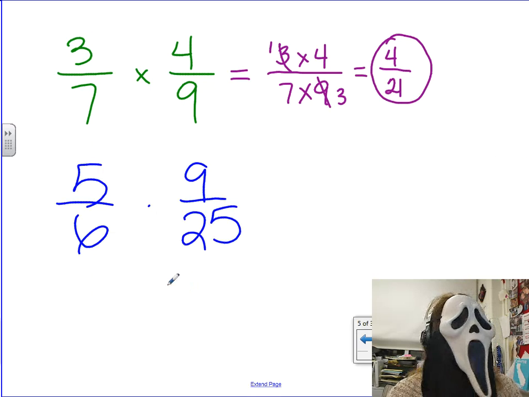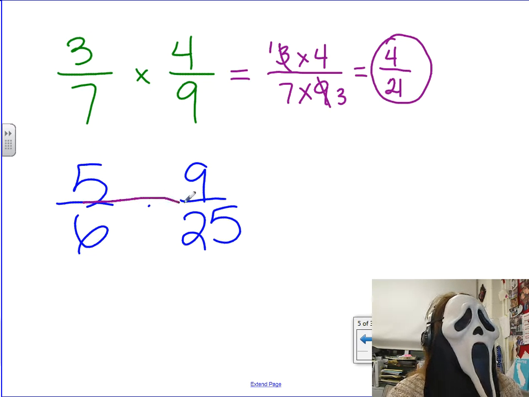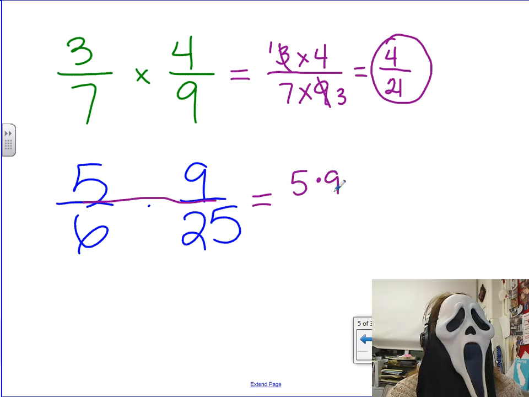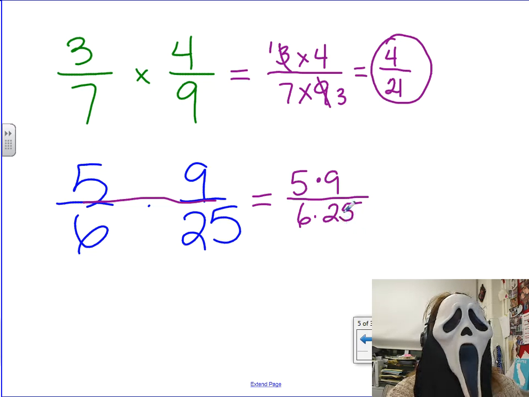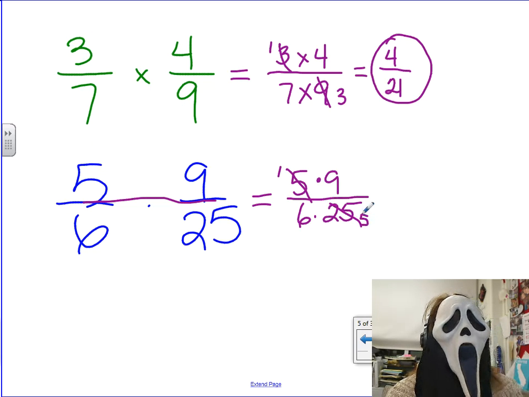Let's look at another one. 5/6 times 9/25. Here we go. It's a giant, giant fraction. I call it the uber fraction. And I love multiplying because I get to see if I can simplify. The numerator has a 5, and so does the denominator. Hiya! Don't forget to write the 5 there, and make sure you write the 1 so you do not forget.